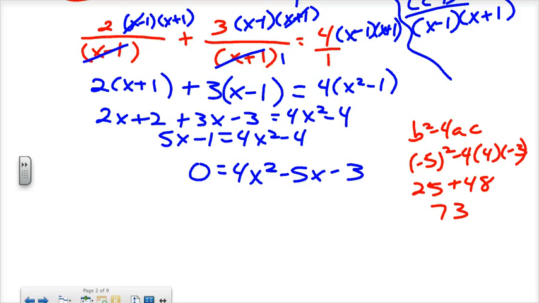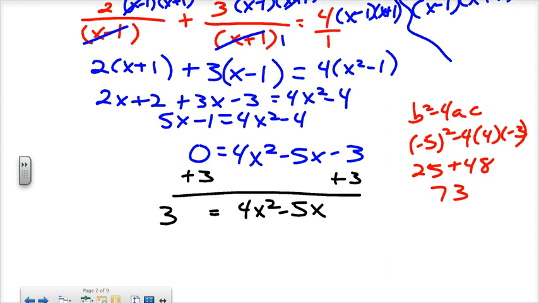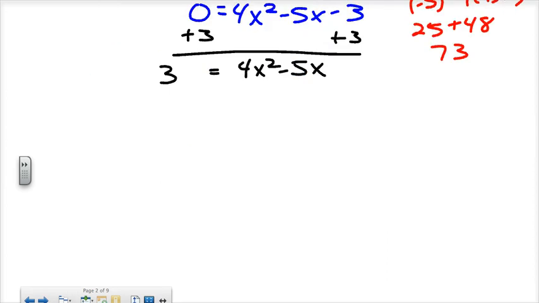I'm going to solve it by completing the square. So to complete the square on this one, I would add the 3 to both sides, because pretty obviously that's not helping, or it would have already been a perfect square. And then I remember, wait a minute, in order to use completing the square, you have to have a 1 for a. So I'm going to need to divide all this by 4.